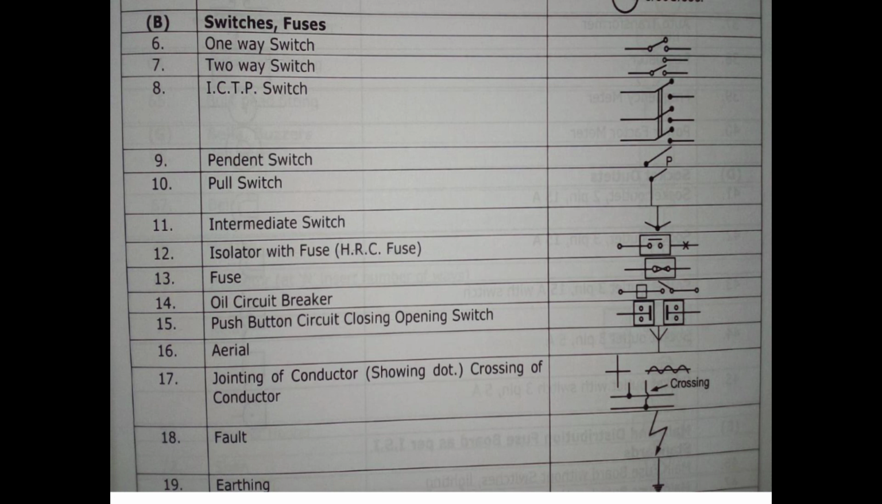Then jointing of conductor, crossing of conductor. Then this is the symbol of fault. So this is a very important symbol, that is the fault. Then earthing, this is the symbol of earthing.